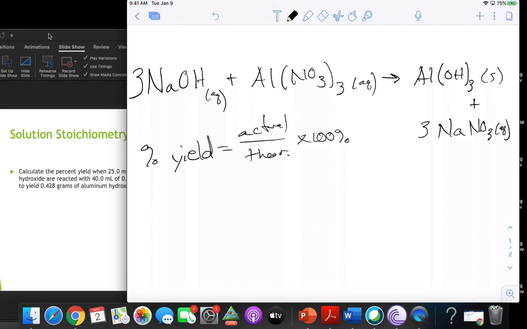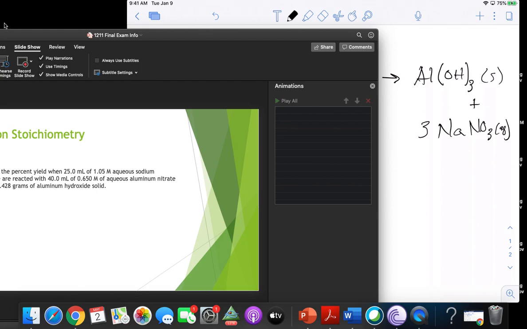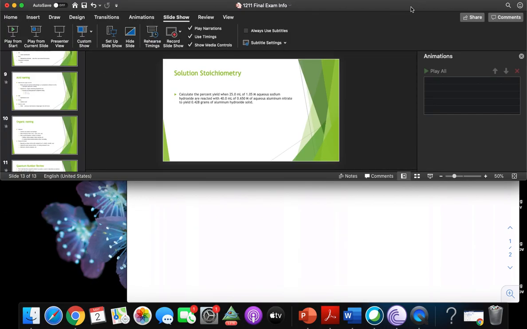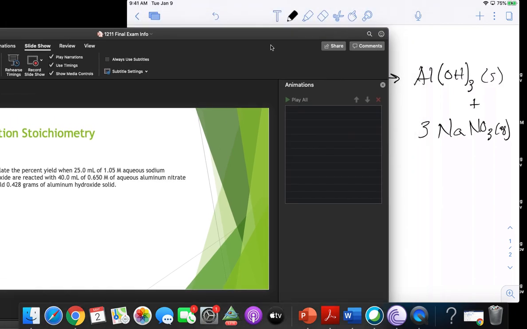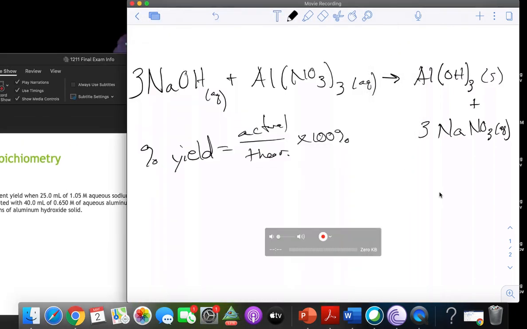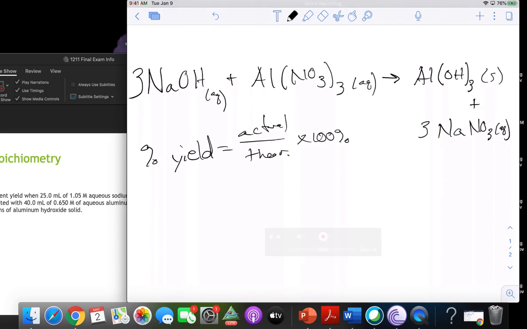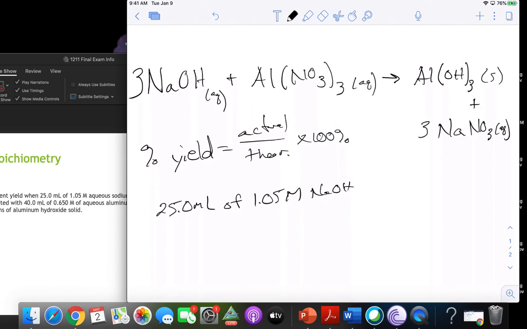I'm going to slide this over just a fraction more so I can see the concentrations at this point. Oops, that is not what I wanted. Apologize for that. There we go. So for the sodium hydroxide, I have 25 milliliters. We'll write all the information out here first. And for the aluminum nitrate, I have 40 milliliters of 0.650 molar.